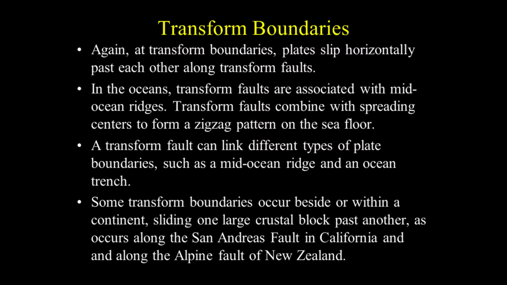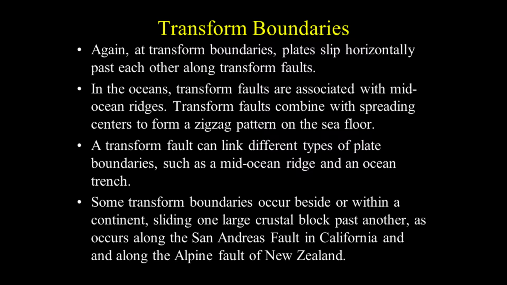Let me again repeat. At transform boundaries, plates slip horizontally past each other along transform faults. In the oceans, transform faults are associated with mid-ocean ridges. A transform fault can link different types of plate boundaries, such as a mid-ocean ridge and an ocean trench.